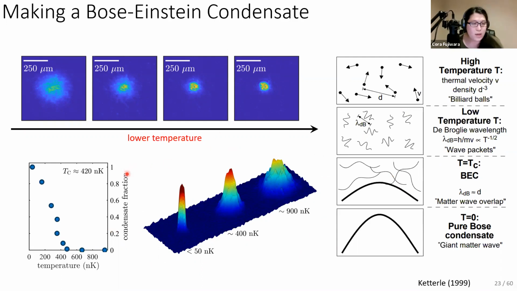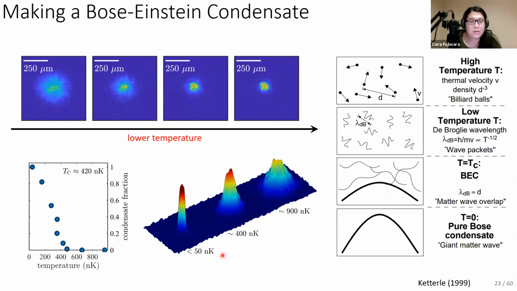We can also measure the number of atoms in this condensate on the y-axis versus the temperature, and we can see this classic curve of the phase transition as the atoms get closer and closer to temperature 0. You can never actually reach T equals 0, but they're going to be very cold, say less than 50 nanokelvin.